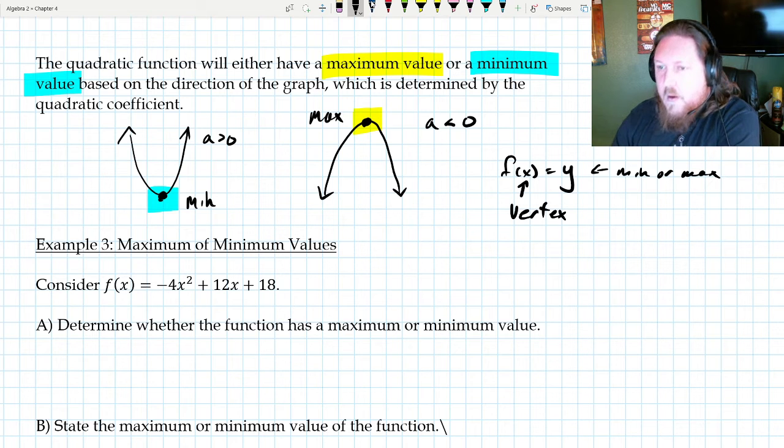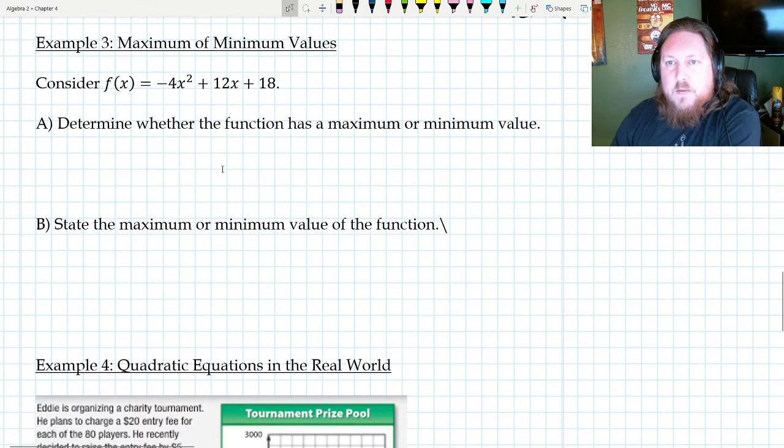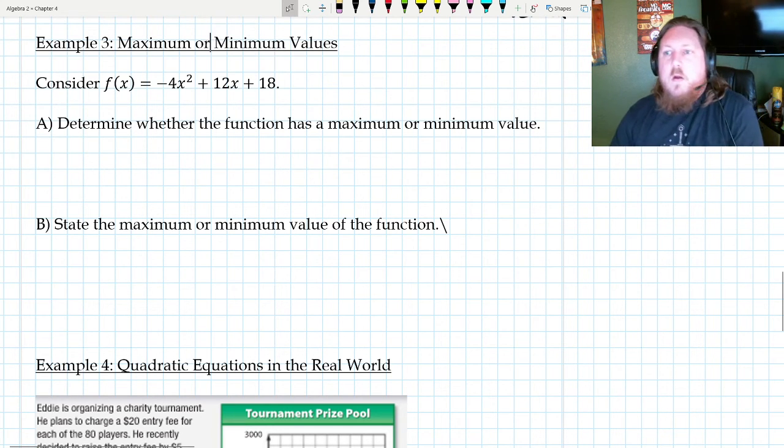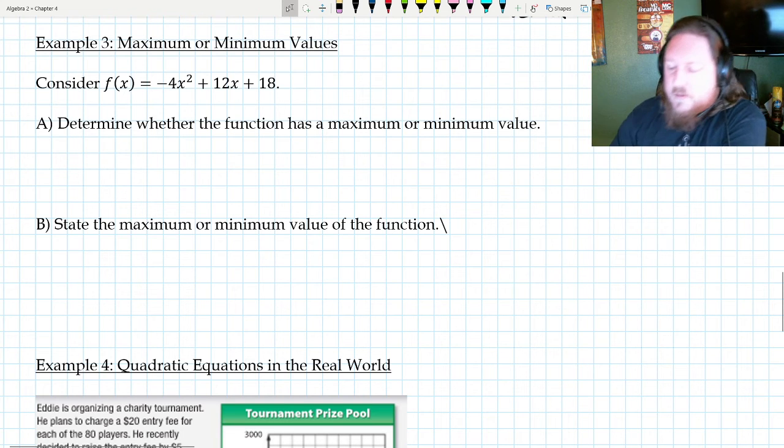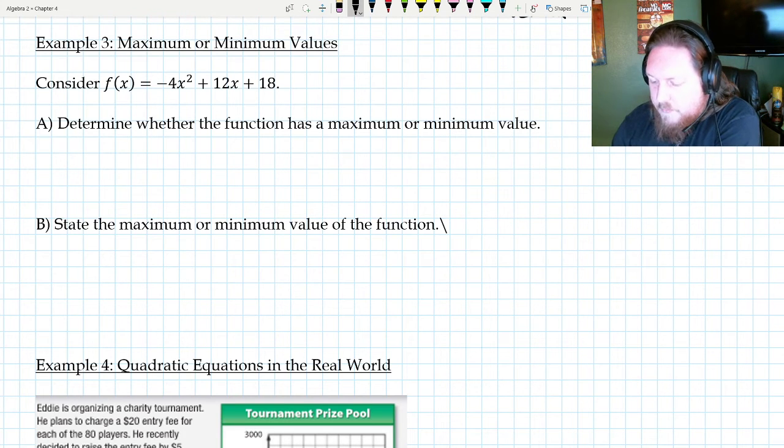All right, let's apply this in a problem here. Maximum or minimum values. Now, consider f of x equals a bunch of junk here. Determine whether the function has a maximum or minimum.